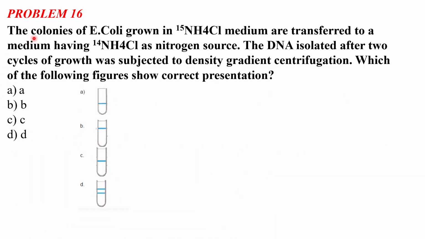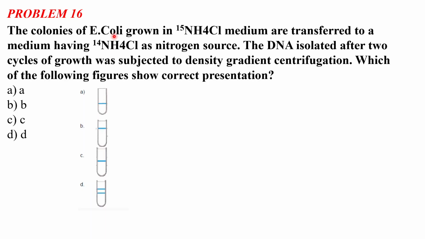Now let me go to the next problem. Problem number 16 says that colonies of E. coli grown in 15N NH4Cl medium are transferred to a medium having 14N NH4Cl as a nitrogen source. The DNA isolated after 2 cycles of growth was subjected to density gradient centrifugation, and which of the following figures is the correct presentation? A, B, C or D?